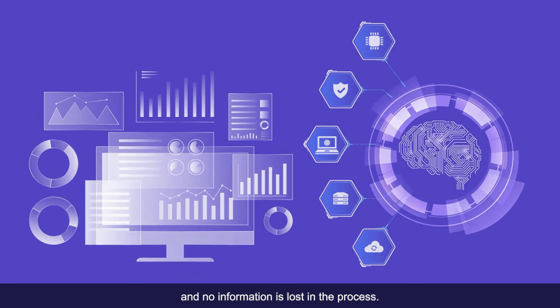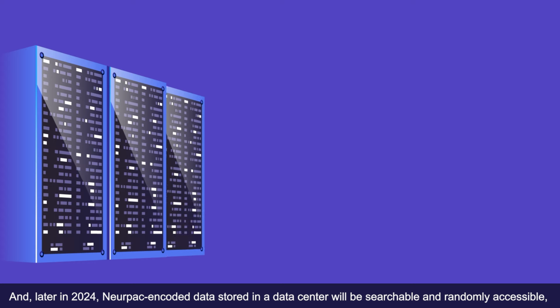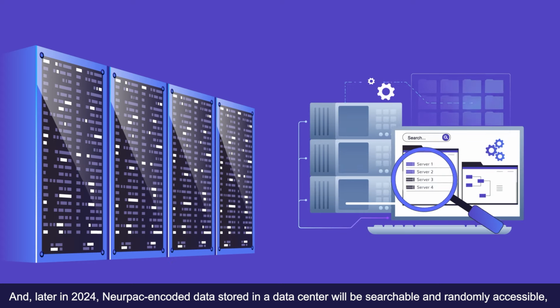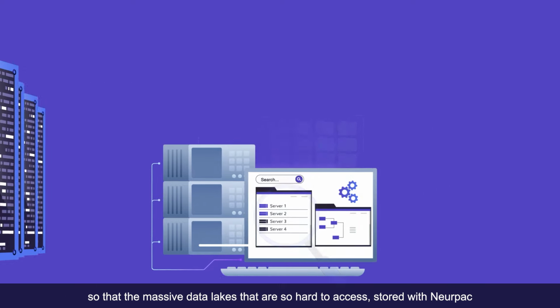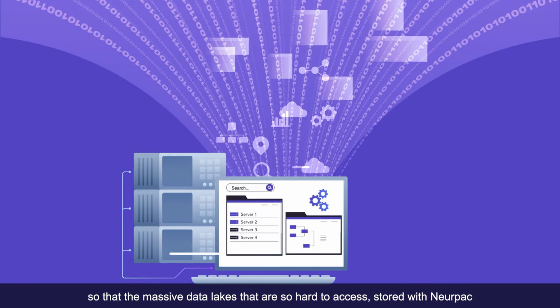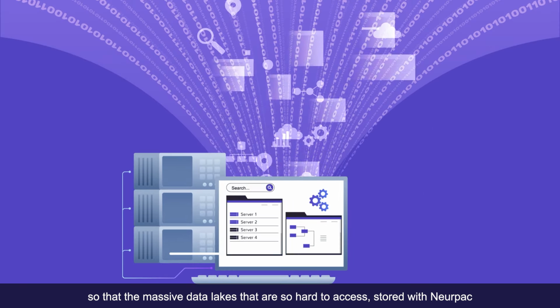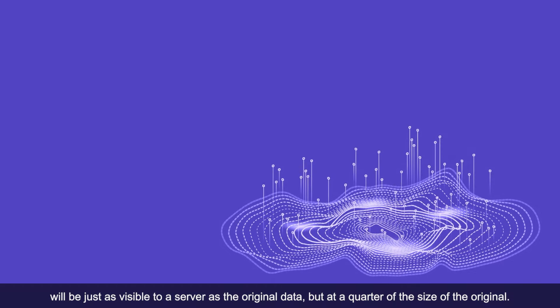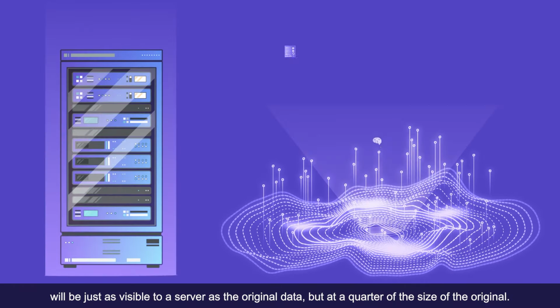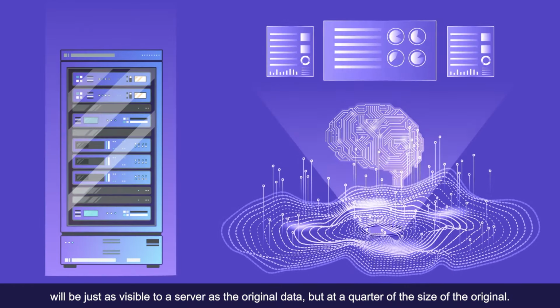And later in 2024, Neurpac encoded data stored in a data center will be searchable and randomly accessible, so that the massive data lakes that are so hard to access, stored with Neurpac, will be just as visible to a server as the original data, but at a quarter of the size of the original.